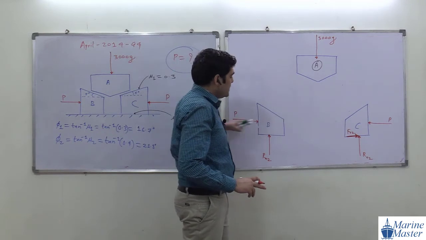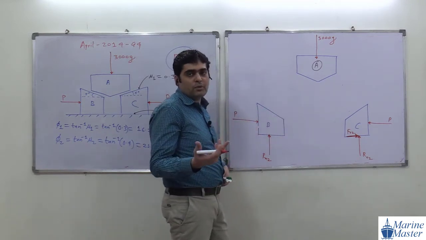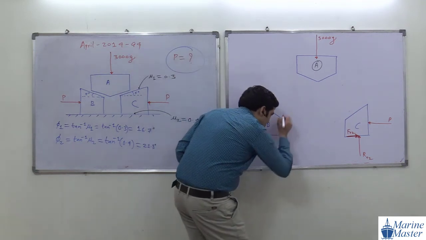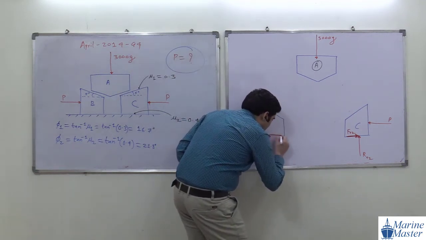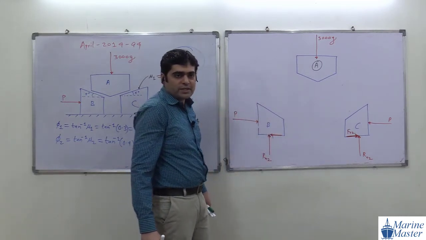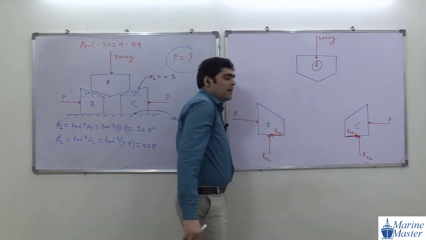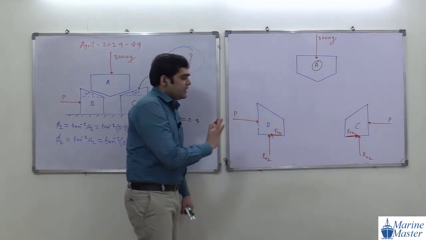Then B tried to go here. So what will happen? B is going this side due to force P. Friction force will be opposite to the motion. This friction force is visible to everyone. So friction force will be on this side, and this will be Fr2. Okay, good. Till now any doubt, guys?